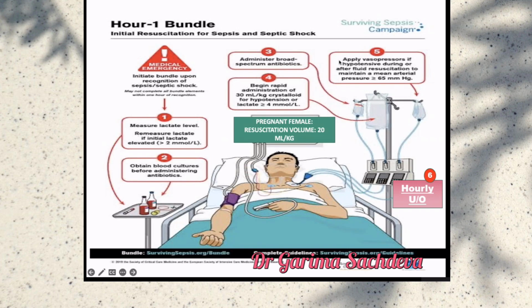And fluid at a rate: in pregnant patients, you give it at a lower rate because there is already overload, so you give it at 20 ml per kg. In non-pregnant patients, it is 30 ml per kg. So this rate at which you give the fluid you also have to remember. Non-pregnant, 30 ml per kg. Pregnant, 20 ml per kg.